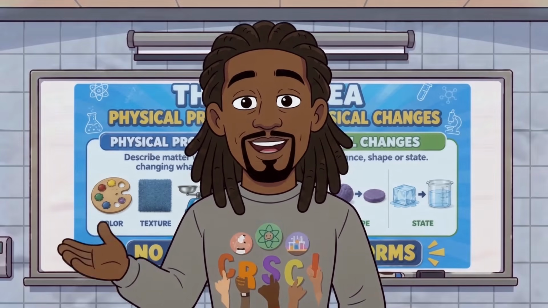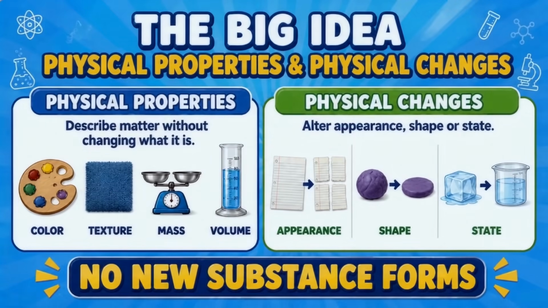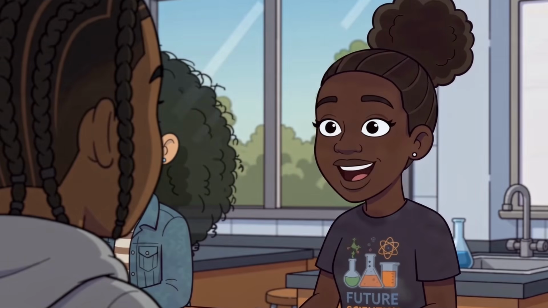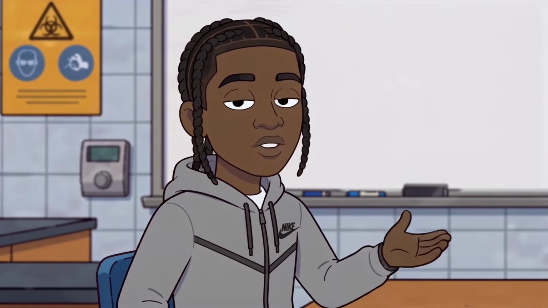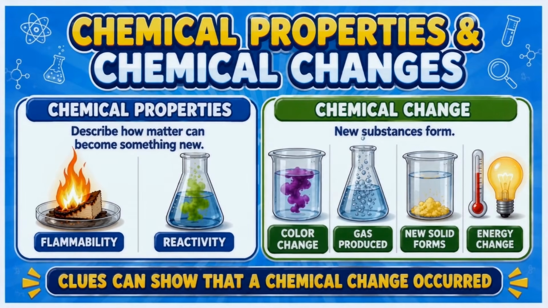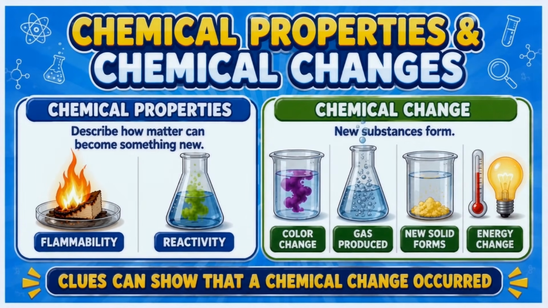Let's finish with the big idea. Physical properties describe matter without changing what it is. Physical changes alter appearance, shape, or state without forming a new substance. Chemical properties describe how matter can become something new. And a chemical change forms new substances. Clues can include color change, gas production, a new solid, or an energy change.